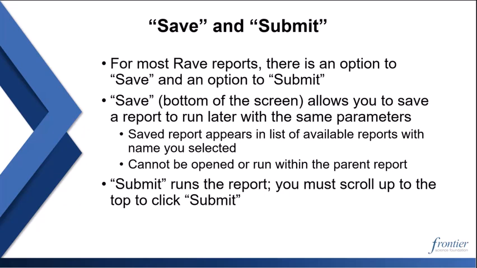For most Rave reports, there's an option to save and an option to submit. The Save button at the bottom of the screen allows you to save a report to run later with the same parameters. The saved report will appear in the list of available reports with the name you selected, and it cannot be opened or run within the parent report. The Submit button will run the report, and you'll scroll up to the top to click Submit.